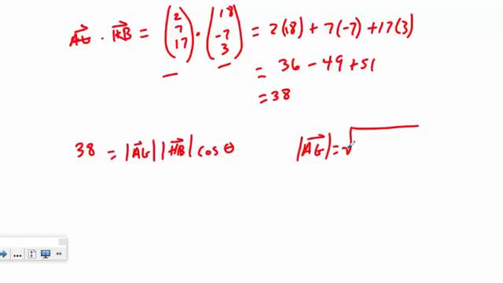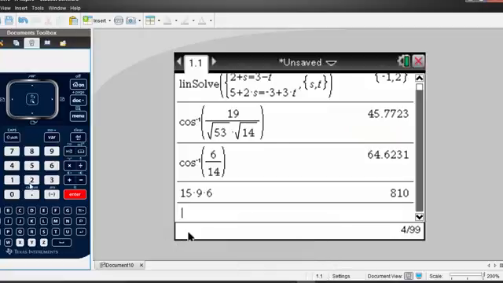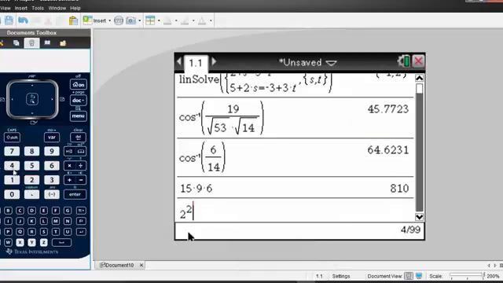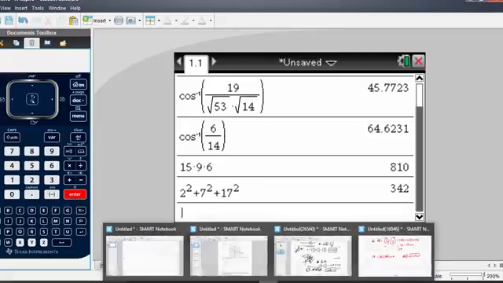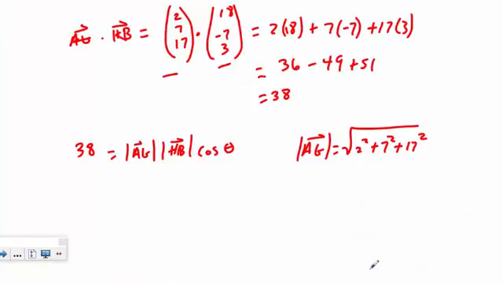The magnitude of AG is the square root of 2 squared plus 7 squared plus 17 squared. No idea what that is, you have to use a calculator. So 2 squared plus 7 squared plus 17 squared. That's 342. Alrighty. Let's jump back over to the question. So this is root 342.